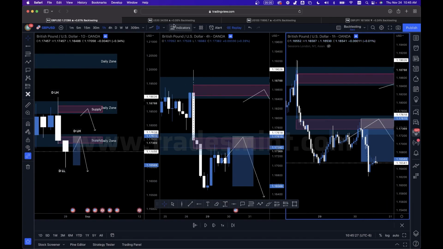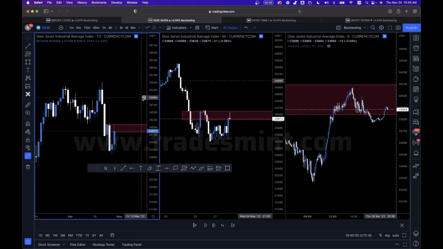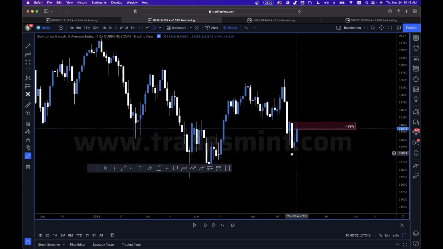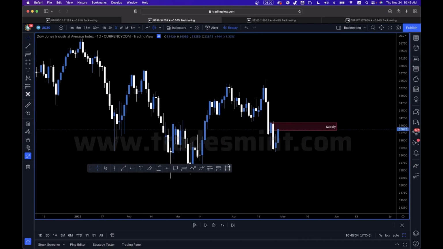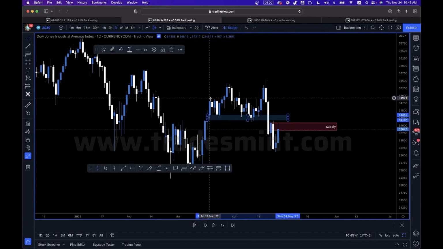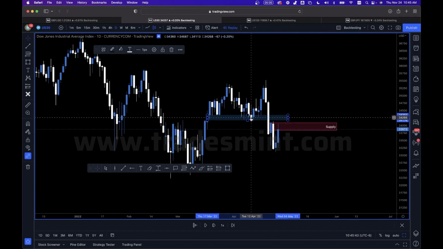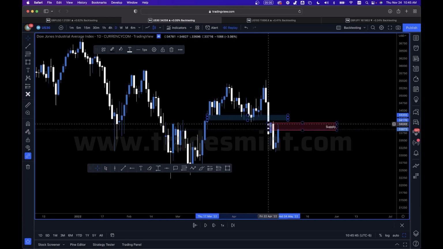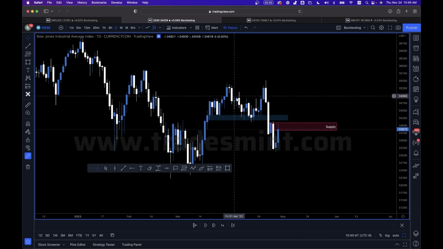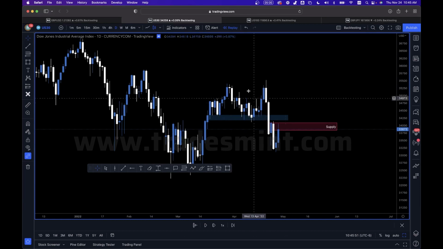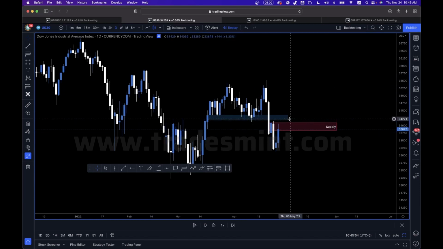Now let's take a look at US 30. So US 30 has a similar situation on the daily. Okay. So daily broke a strong level. It was creating higher high, higher low, higher high. Then it went into a big decline. Okay. Went into some distribution here. Did a fake out to the upside, big decline.